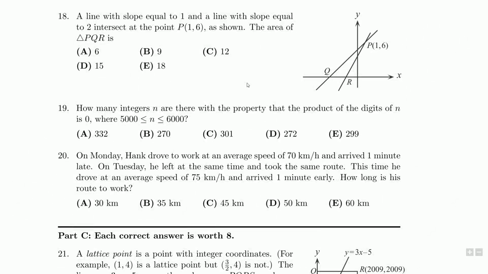We're looking at the 2009 Grade 10 Cayley Math Contest, and we're up to question number 19. That's what we'll be tackling in this video. How many integers n are there, with the property that the product of all the digits of n is 0, and n is between 5,000 and 6,000 inclusive? It's a less than or equal sign here. So 5,000 and 6,000 are absolutely allowed, and they satisfy this because 5 times 0 times 0 times 0 is 0. Now the first thing that you should know is, we're going to need zeros.